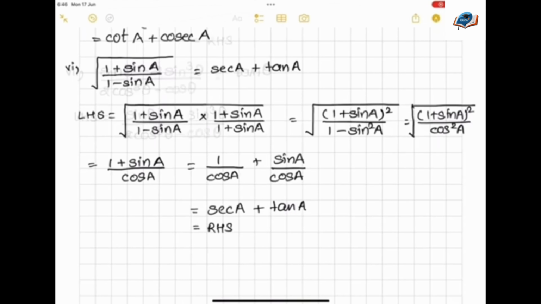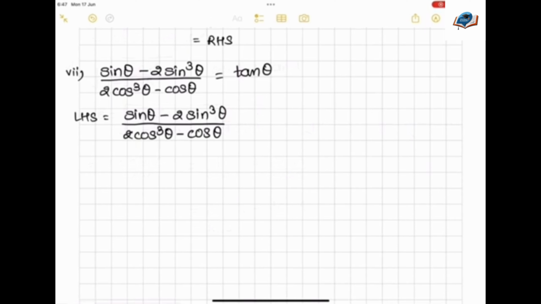Now seventh one says sin theta minus 2 sin cube theta upon 2 cos cube theta minus cos theta equal to tan theta. So LHS, I am taking sin theta from the numerator common. So 1 minus 2 sin square theta, whole upon cos theta I am taking common. So I will get 2 cos square theta minus 1.